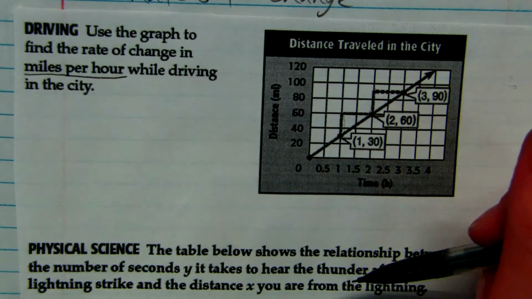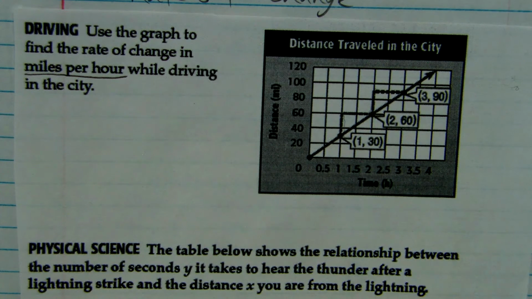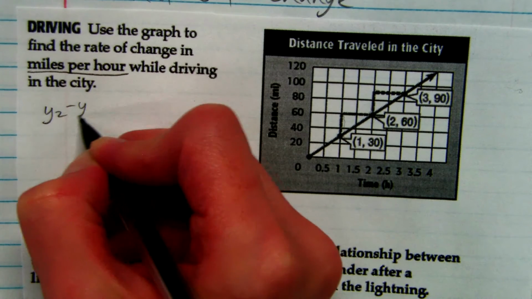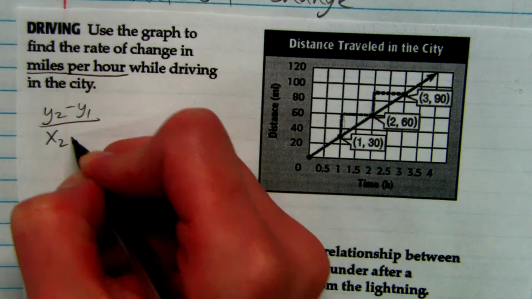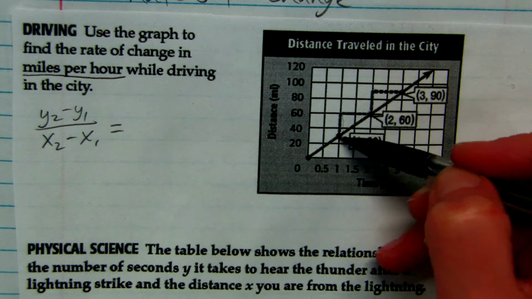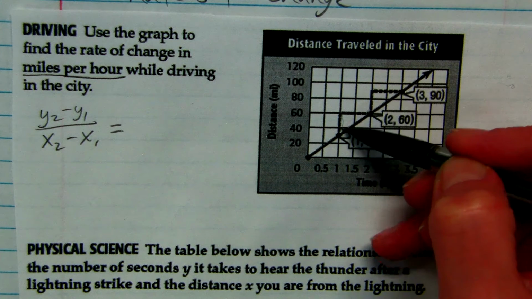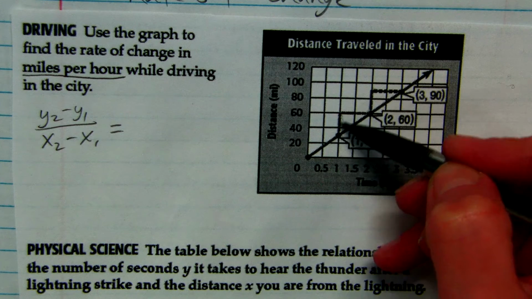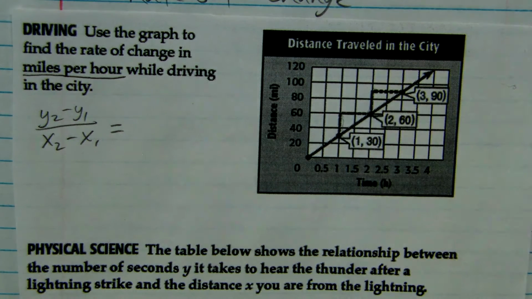If they weren't showing you the rise and the run, you could pick a couple points and do the slope formula, y2 minus y1. So let's do this one that way. And then we'll look at the graph. Because sometimes they'll tell you what the points are, but they won't actually show you on the graph. And this one kind of starts in the middle, so we want to make sure that we're getting exact numbers.